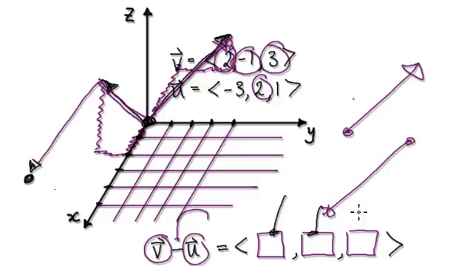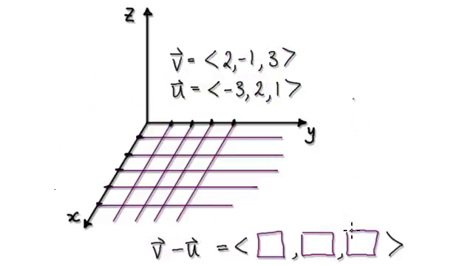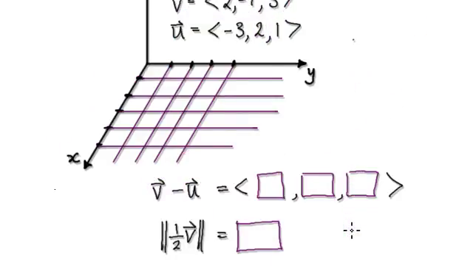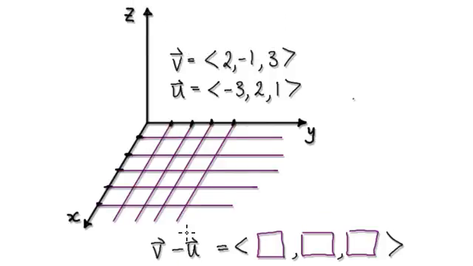So find the components, and also find the magnitude of half of the vector v. Okay, so this number here will be a scalar. This would just be a number. It will be a scalar. So find the components and find the magnitude of half of v. Okay, so press pause and have a go.